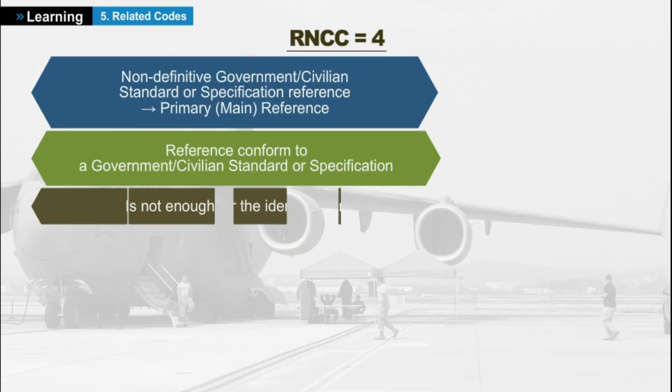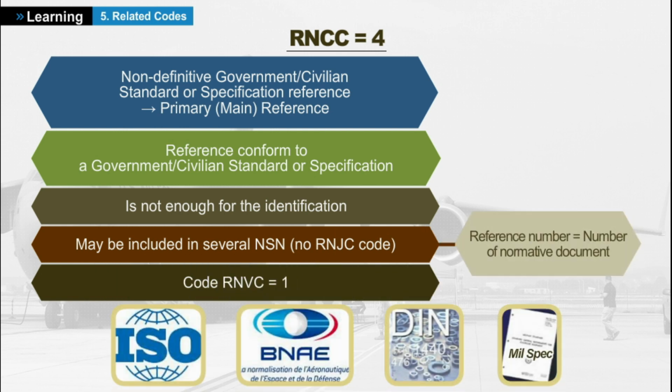Non-definitive Government Civilian Standard or Specification Reference. A reference number of a government civilian standard or specification document, but not sufficient to identify the item of supply. Such a reference number can be indicated in various NSNs without the use of a reference number justification code. The RNVC1 should be used to indicate that the reference number does not fully identify the item of supply without additional information.